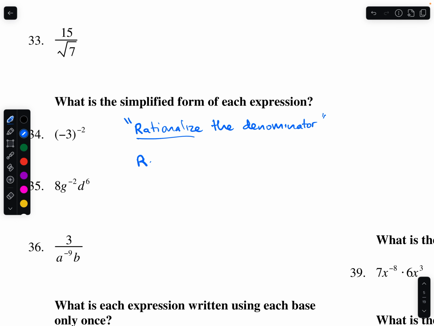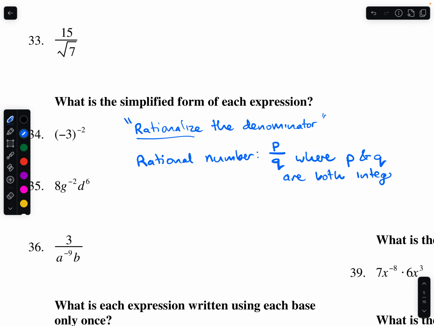Remember that a rational number is something that can be written in the form P over Q, where P and Q are both integers. So here's some examples of rational numbers. Like 5 is a rational number because even though it's not written as P over Q, it can be. 5 can be written as 5 over 1, right? And 5 and 1 are both integers. Really, it could be written as 10 over 2, and 10 and 2 are both integers, right?